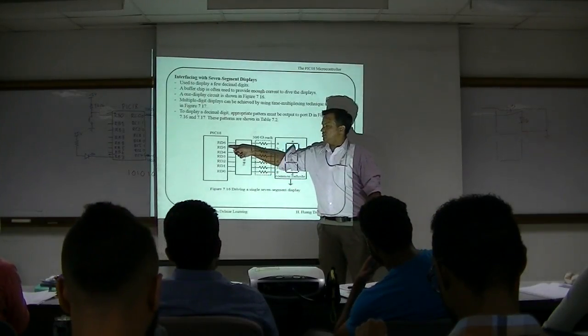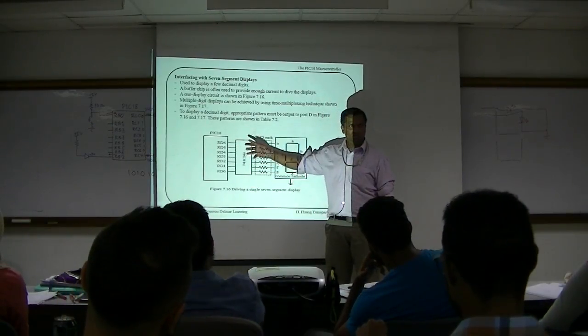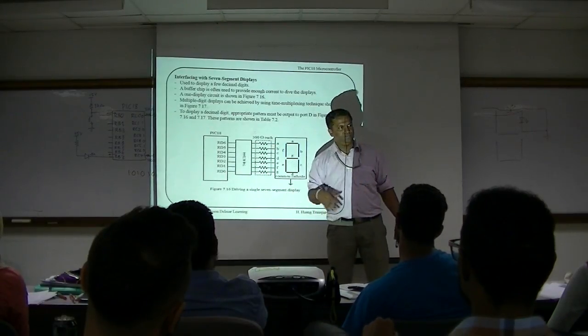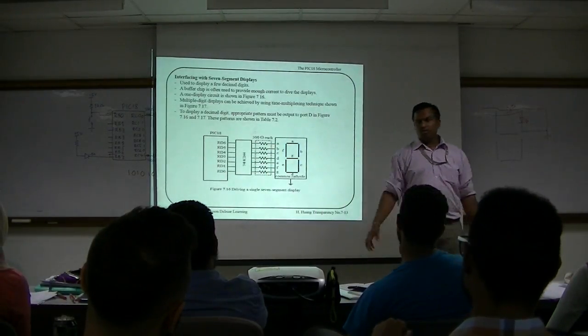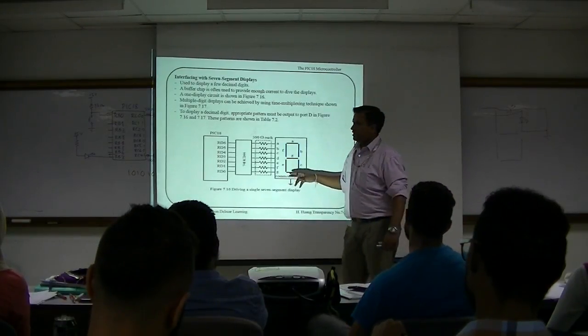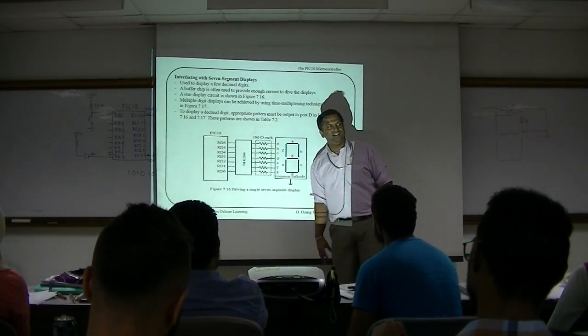Now of course, which one is the MSB? This configuration depends on how you want to arrange. You can also put RD0 to pin A. It depends on how you want to do it, but naturally it's connected like this. Because it's a 7 segment, there are only 7 pins. That's why the 8th pin, RD7, is not being used.